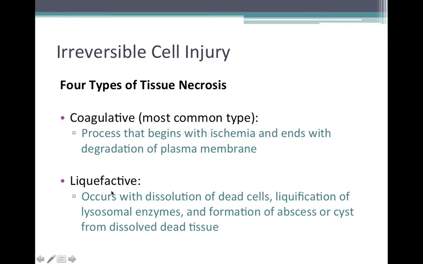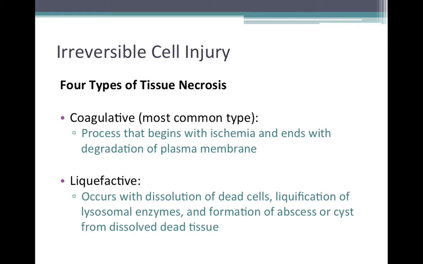Now, liquefactive necrosis comes about when dead cells actually dissolve and become liquefied by enzymes in those cells called lysosomal enzymes. Typically, liquefactive necrosis causes abscesses or cysts in this dissolved or dead tissue. And so, an example of liquefactive necrosis is typically with brain damage. The brain tissue will degrade in a liquefactive necrosis manner. So typically, the brain will form these large cysts that are full of basically the breakdown products of dead cells.